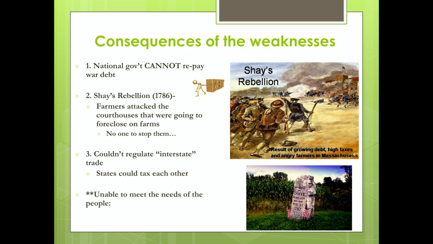So the Articles of Confederation basically were really unable to meet the needs of the people. The government was not able to repay its debt because it could not charge taxes. Shays' Rebellion showed they had no army for protection, even amongst their own people. And number three, they couldn't regulate interstate trade. States could tax each other. They could do whatever they wanted as far as trade went between states. So again, they're not meeting the needs of the people at this point.